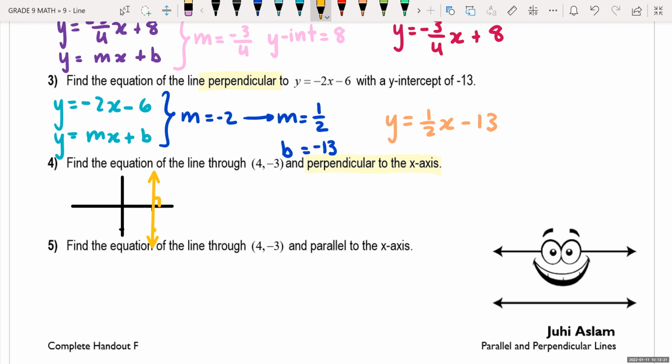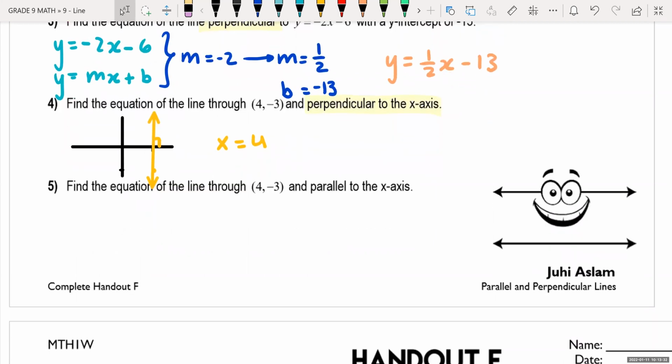Awesome. Yep, you're right. So the equation is just going to be x is equal to 4. And that's our answer. We didn't have to do any calculations or anything. We just drew a picture. All right, let's try question number 5. It's the same thing. Find the equation of the line that is going through the same point, 4 comma negative 3, except this time it's going to be parallel to the x-axis.